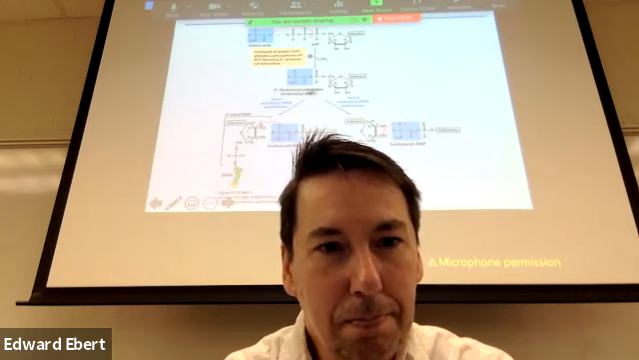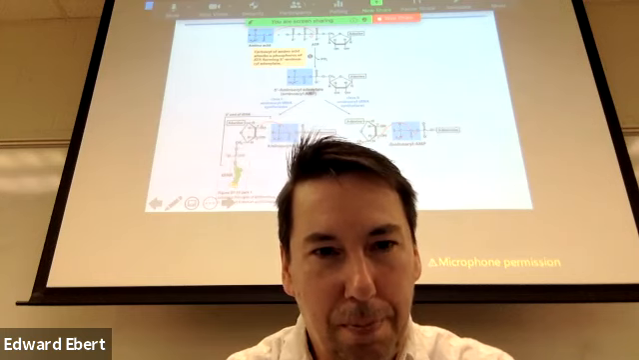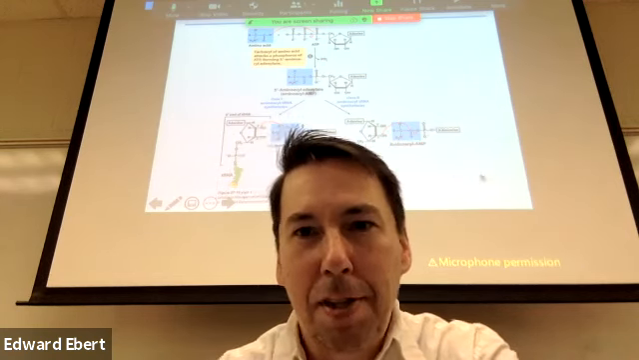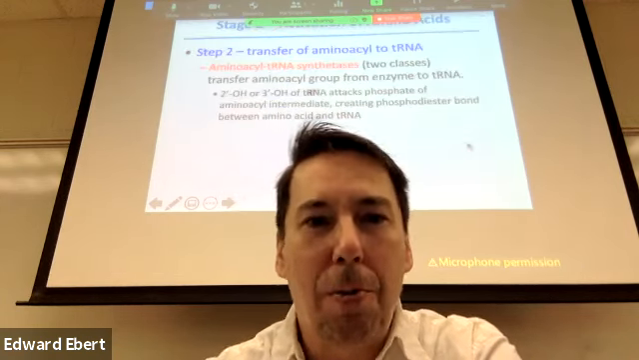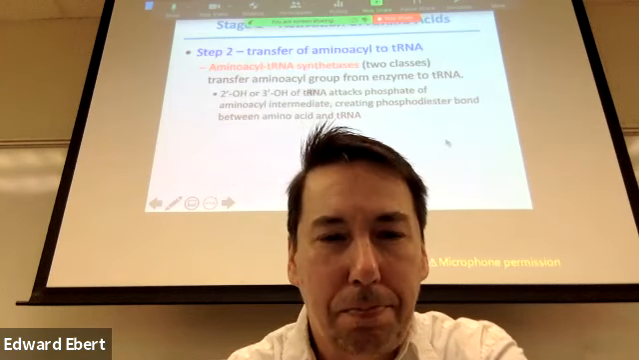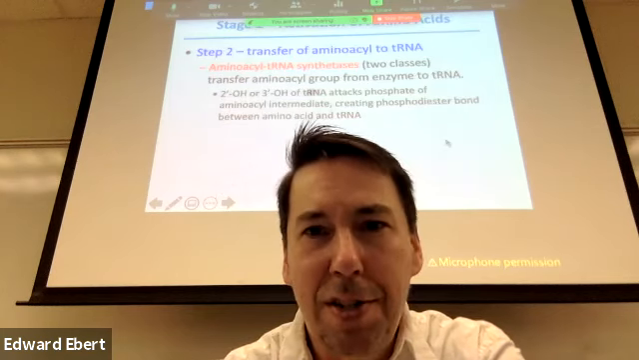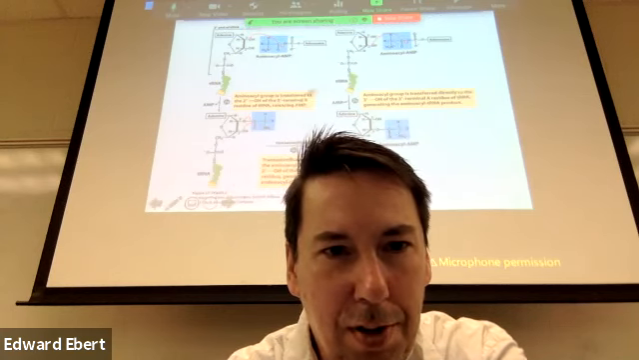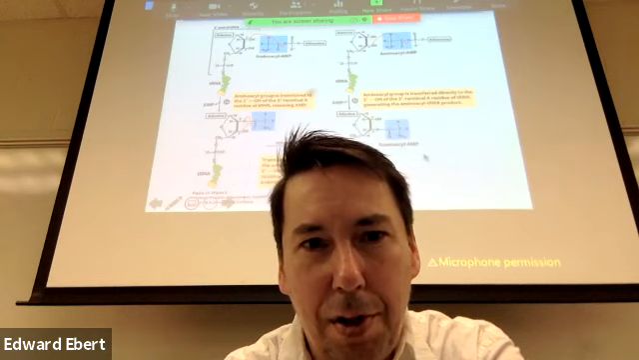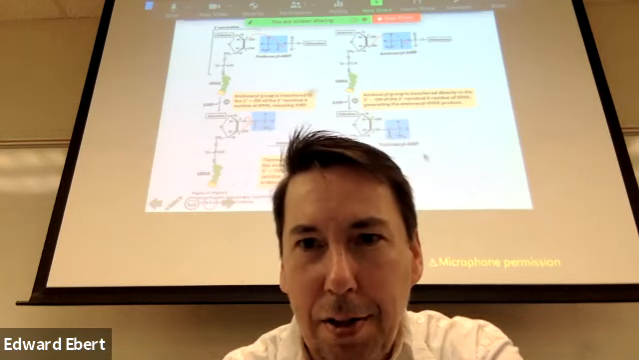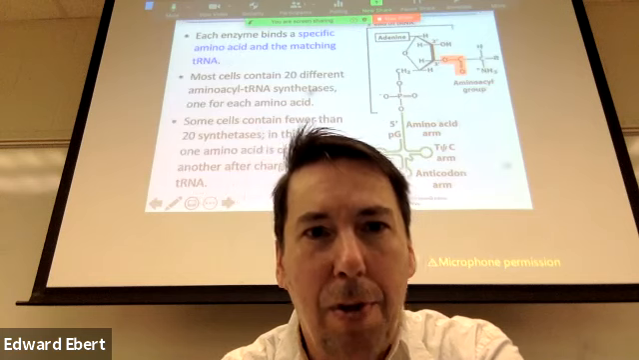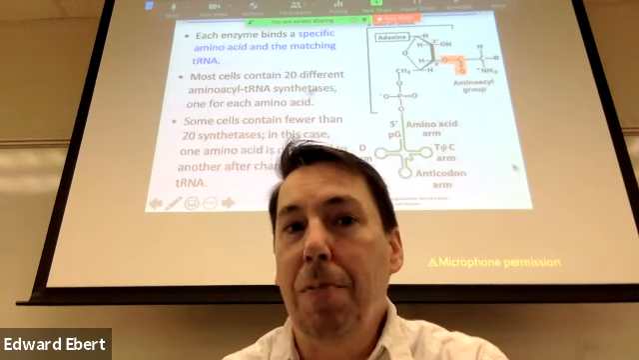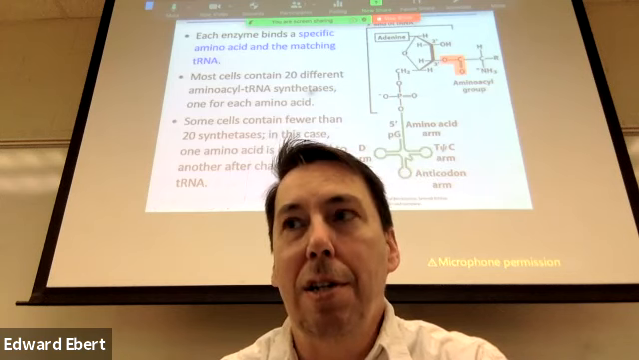All right. So here we have our aminoacylated end. Okay. So now we need to transfer our aminoacyl group to our tRNA. Okay, so our tRNA synthetases work to do this. We look at our mechanism in here, and we can bind this on again through that phosphodiester bond in there. Our various aminoacyl tRNA synthetases. Each enzyme binds a specific amino acid and its matching tRNA.